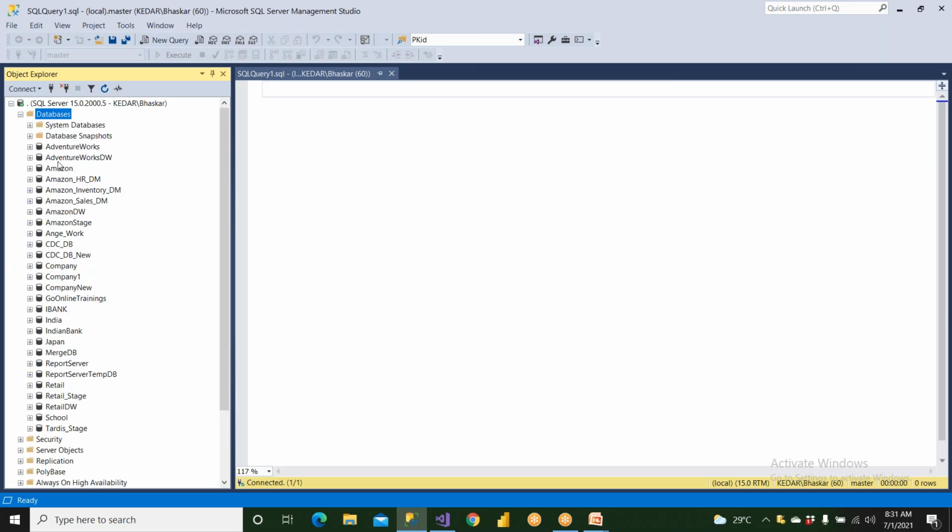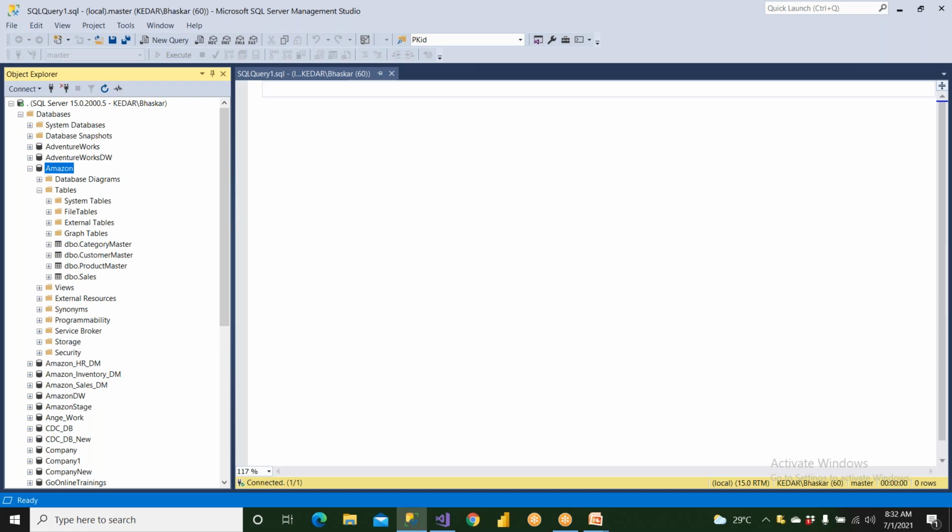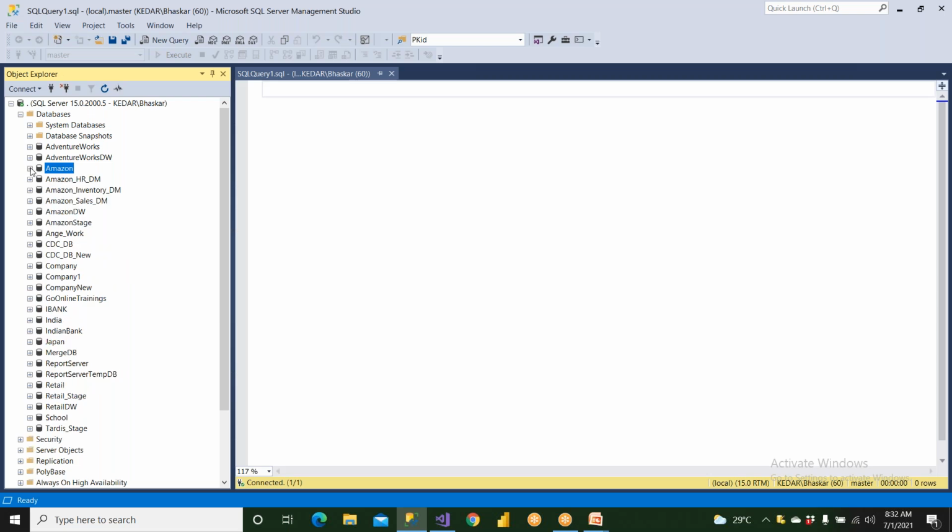So where is the data for Amazon, in the data warehousing or OLTP database? Where is the data? All this data is in the hard disk, not in the RAM. Be clear, a database is always on the hard disk. Because of this reason only, you create data, and after 100 years also, your data is safe. Why? It is not in the RAM, the memory.